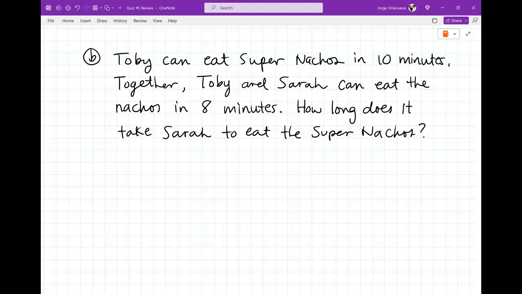Right, so Toby can eat the super nachos in 10 minutes. Together, they can do it in 8 minutes. How long does it take Sarah? So again, the formula does not change. This is still the formula. But the information I got is different. I'll say x is 10 minutes for that. That's for Toby, okay? But now the 8 minutes is not y, that's t. So I'm going to go ahead and plug that in and then solve.